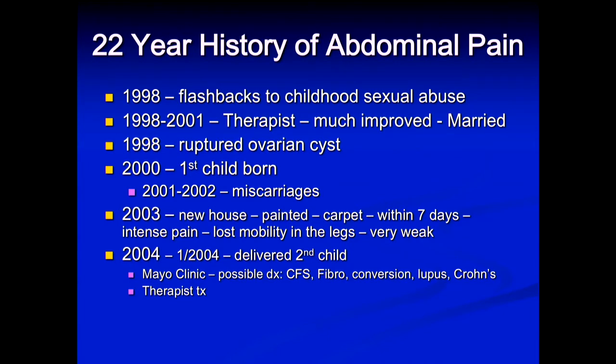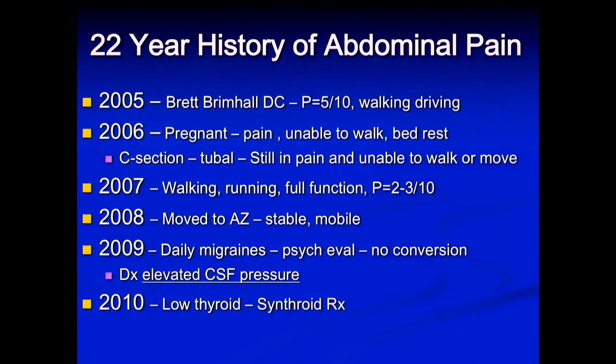She went to the Mayo Clinic. They diagnosed her with chronic fatigue, fibromyalgia, a psychological conversion reaction, which is what they call it when they can't figure out what's wrong. So it's not just the US that does this, right? Oh, it's all in your head. Lupus, Crohn's disease. She went to see a therapist again. She's very determined. I'll do whatever it takes. She saw a chiropractor who helped her with adjusting her back and her neck and working on her abdomen. In 2005, she's walking and driving and out of the wheelchair.